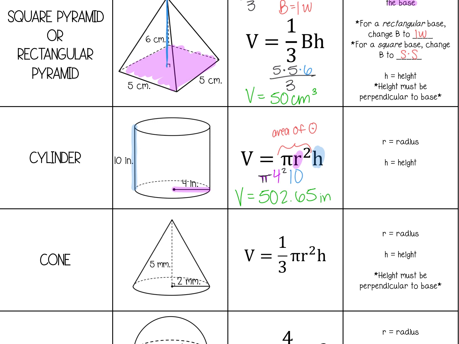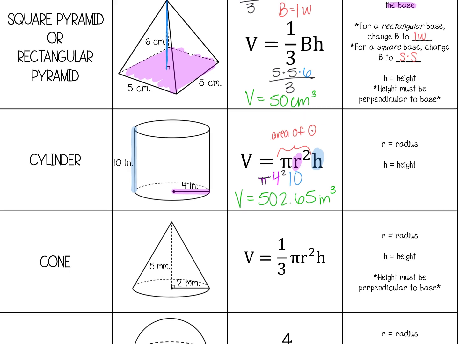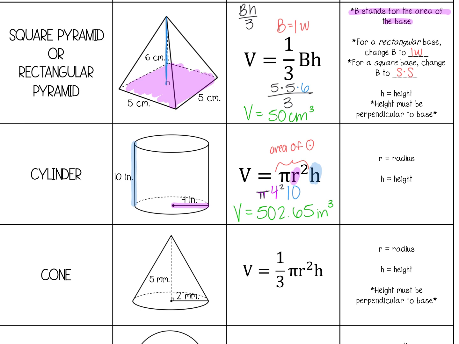502.65 inches cubed. All right, looking at my cone. Okay, it looks similar to my pyramid. Again, the only difference between cylinder and cone is I'm now dividing by 3. You guys have to be able to identify these.